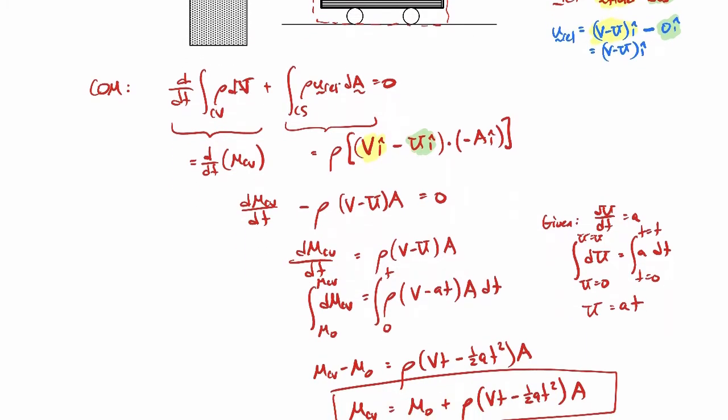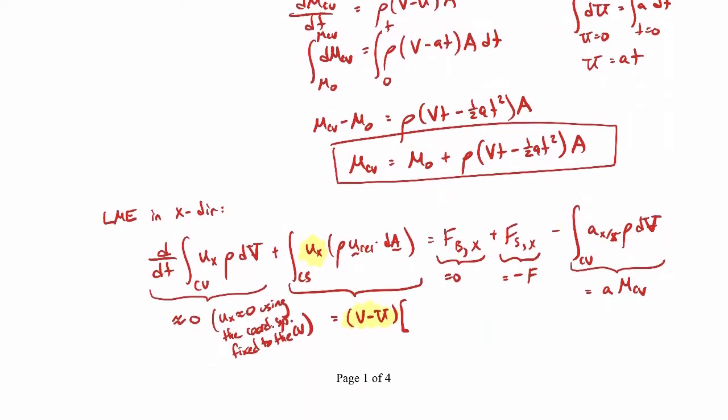So our mass flow rate term will look exactly the same as what we evaluated previously. So it'll be minus rho times v minus u times A. So let me put that in here. Minus rho times v minus u times A. So that's our mass flow rate term.